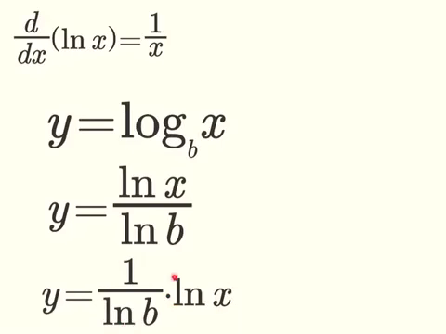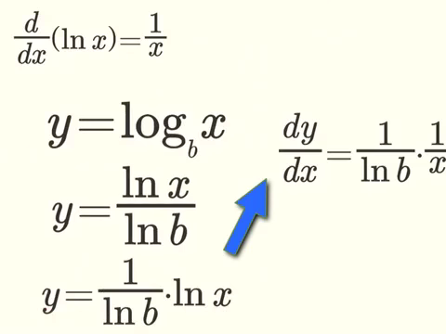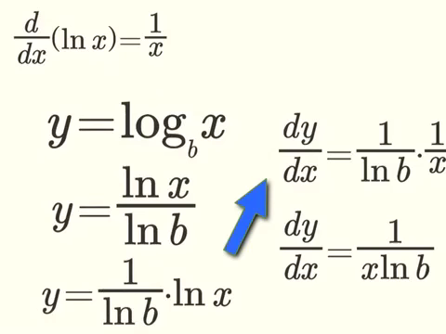And if we take the derivative of both sides with respect to x, the left side becomes dy dx, and the right side becomes 1 over the natural log of b, the coefficient, times the derivative of the natural log of x, which is 1 over x, which is more commonly written as 1 over x times the natural log of b. The reason why x is written in front is because otherwise it might get confused for being part of the argument of the log, and it's not. It's x times the natural log of b in the denominator there.